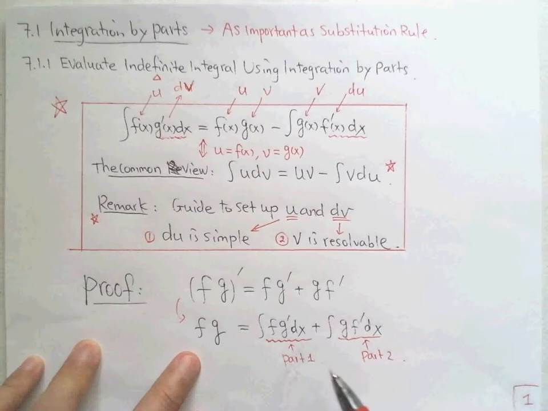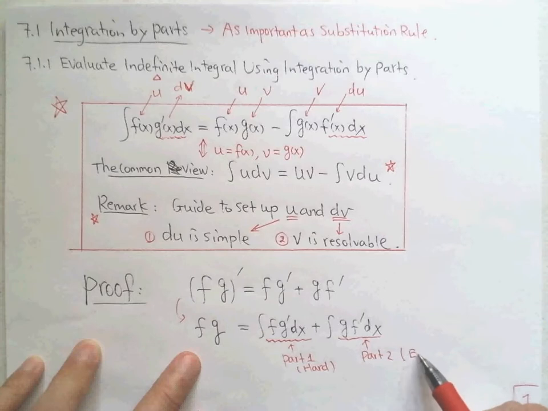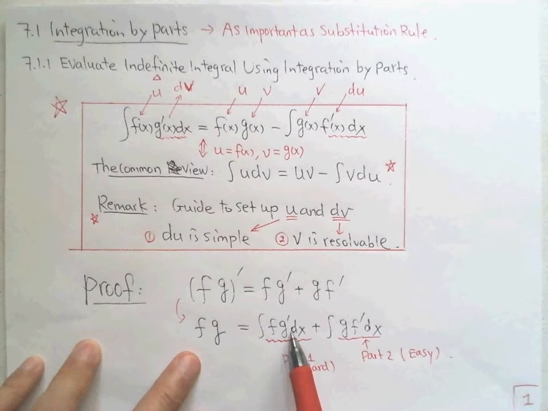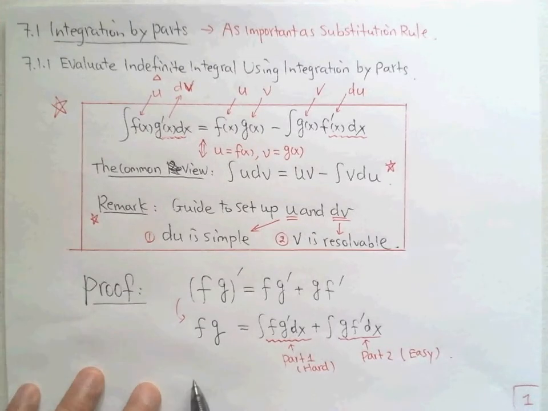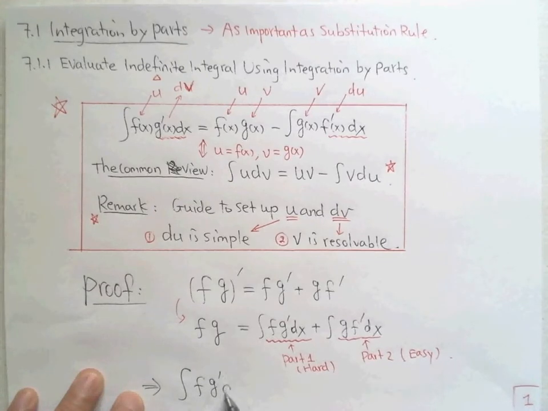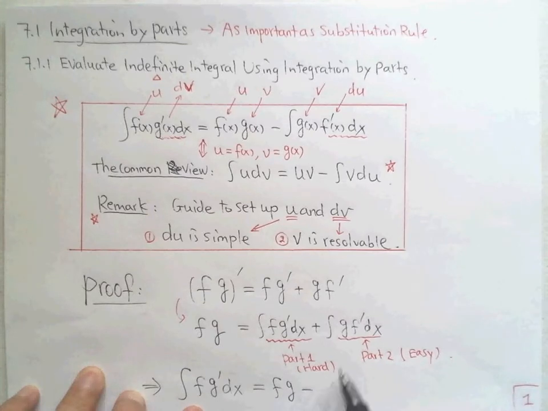If the first part is difficult to calculate and the second part is easy, how do we find the first term? Of course, we can solve the second term, and then use its result to find the value of the first part, because the two parts added together is fg. So the hard part, the integral of fg prime dx, we can solve by fg minus the easy part, which is the integral of g f prime dx. Okay, so that's the proof.